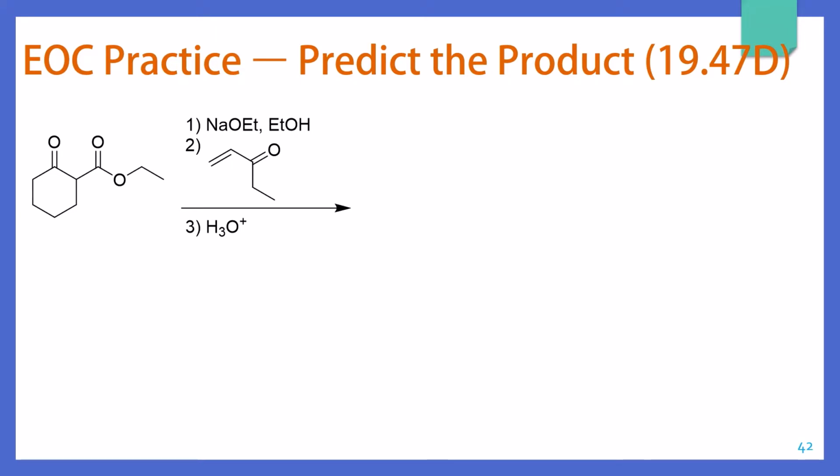Okay, this last problem is a predict the product situation. So we're starting off with a beta keto ester and introducing sodium ethoxide. Notice that ethoxide matches our ester. So that's usually a pretty good sign that we're going to be deprotonating our alpha carbon. And then in step 2, we're adding in an alpha beta unsaturated carbonyl compound. This is telling us that it would like us to do a Michael addition.